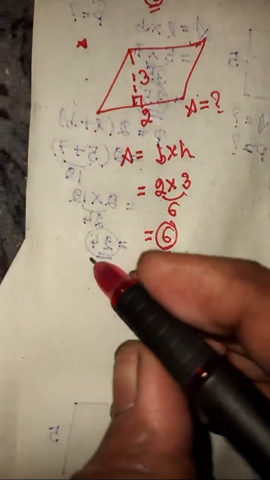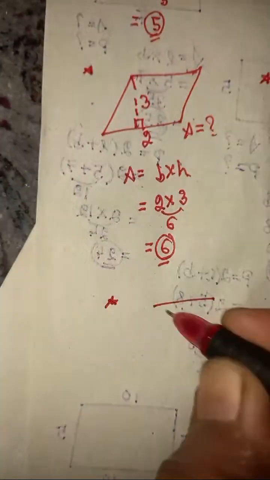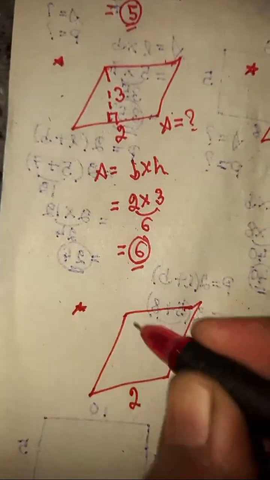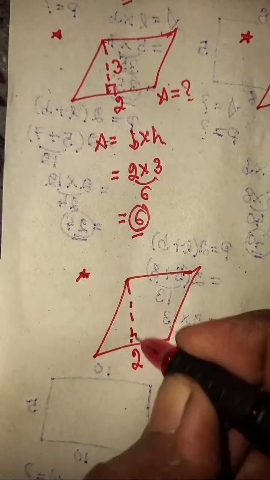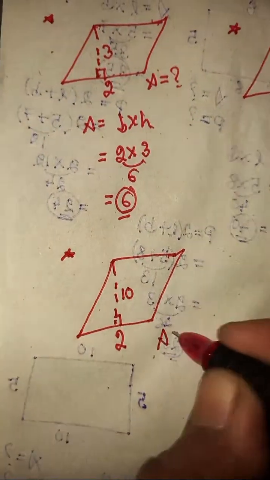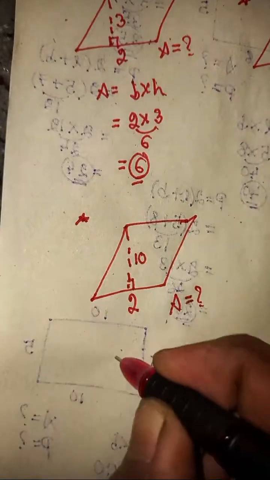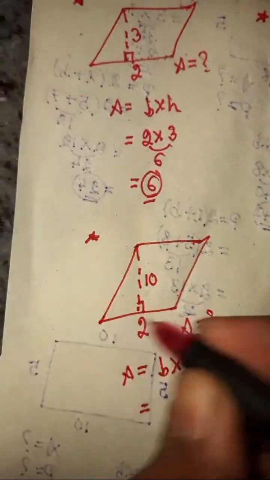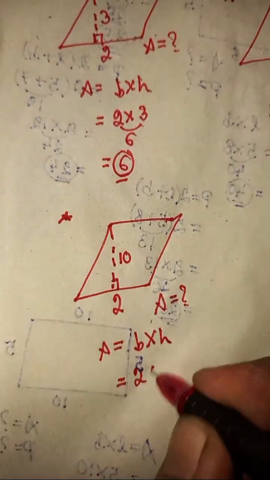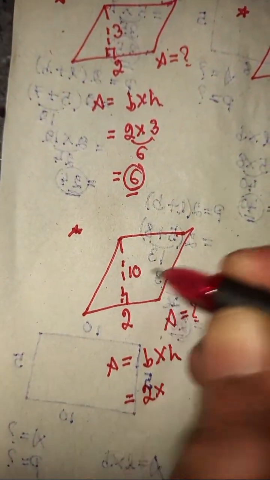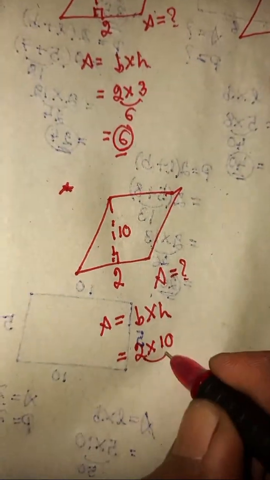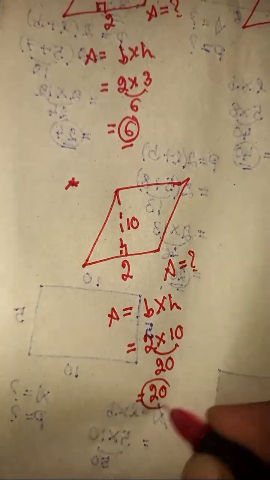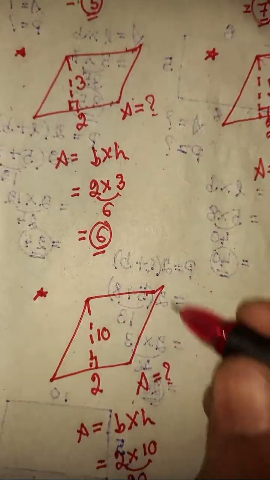Let me do the last problem of parallelograms. Here in this parallelogram, the base is 2 units and the perpendicular height is 10 units. You need to find the area. Here also the same thing. Area is base times perpendicular height. Here the base is 2 units times the perpendicular height, which is 10 units. 2 times 10 is 20. So it is 20 square units, the area of this parallelogram.